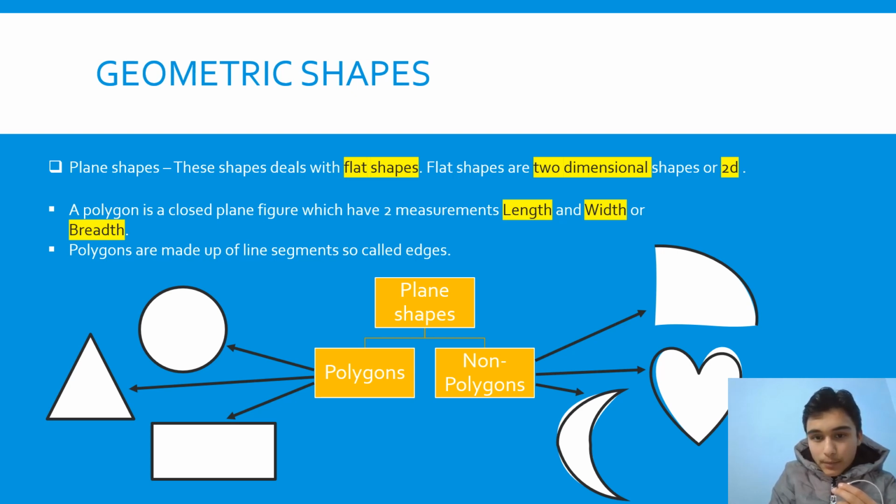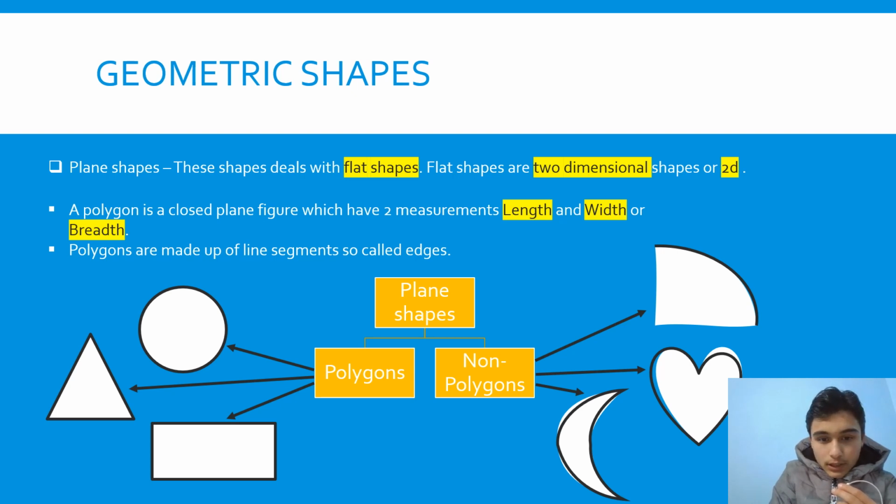So why two-dimensional? A polygon is a closed plane figure which has two measurements, length and width or breadth. So why do we call two-dimensional a plane shape? Because they have only two measurements. First is length and second is width or breadth. Now polygons are made up of line segments, so-called edges.